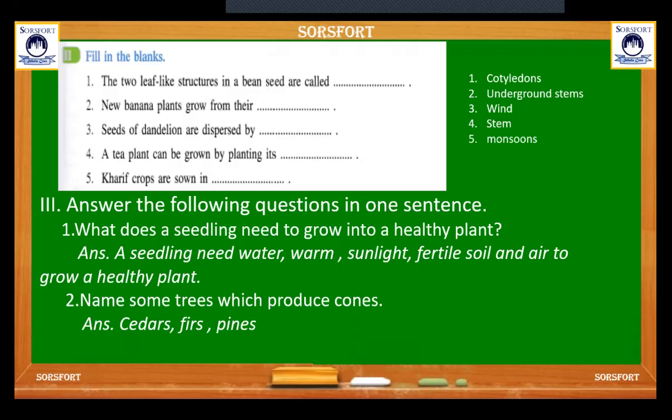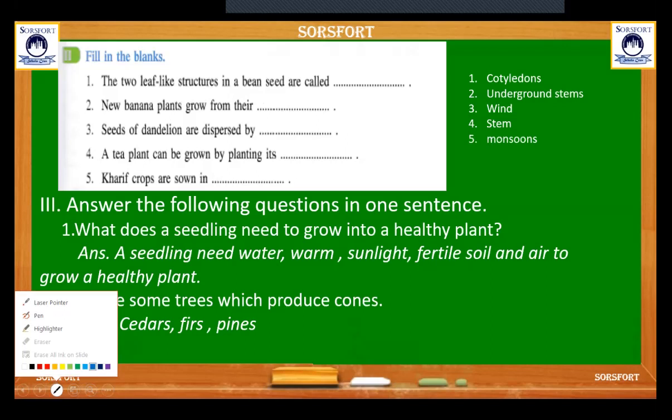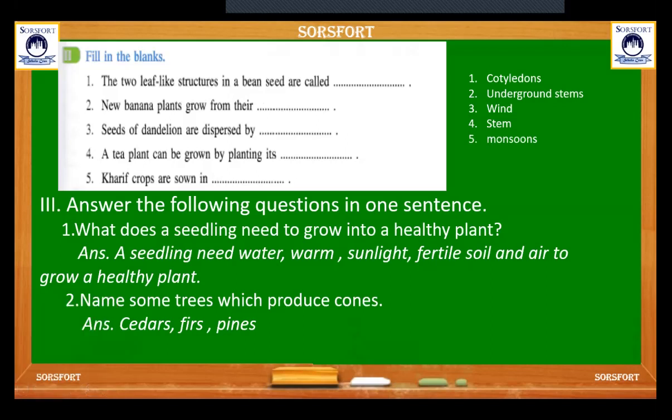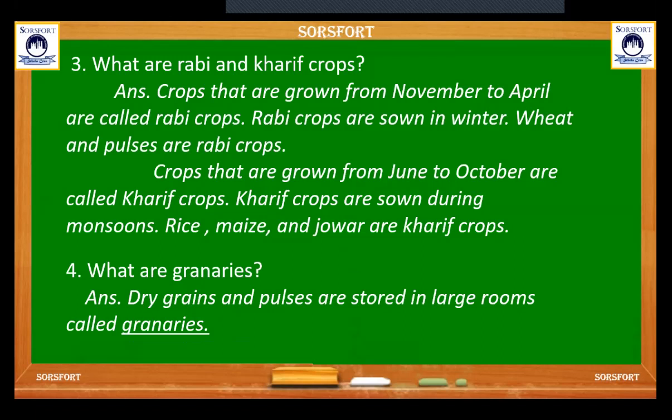Then come to the third part. Answer the following questions in one sentence. What does a seedling need to grow into a healthy plant? We already did this part. A seedling needs water, warmth, sunlight, fertile soil and air to grow into a healthy plant. Name some trees which produce cones. Cedar, firs and pines. All these answers are from your book only. Then come to the third question. What are the Rabi and Kharif crops?